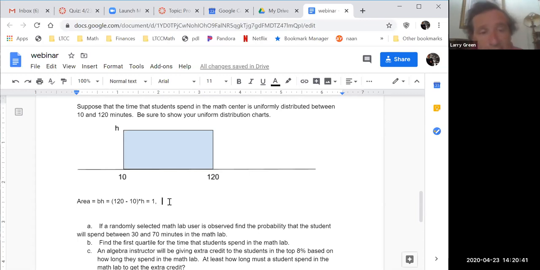Okay, then we could do a little quick math. You could use a calculator, or you can do it in your head. 120 minus 10 is 110. So now we can say 110 times H is equal to 1.